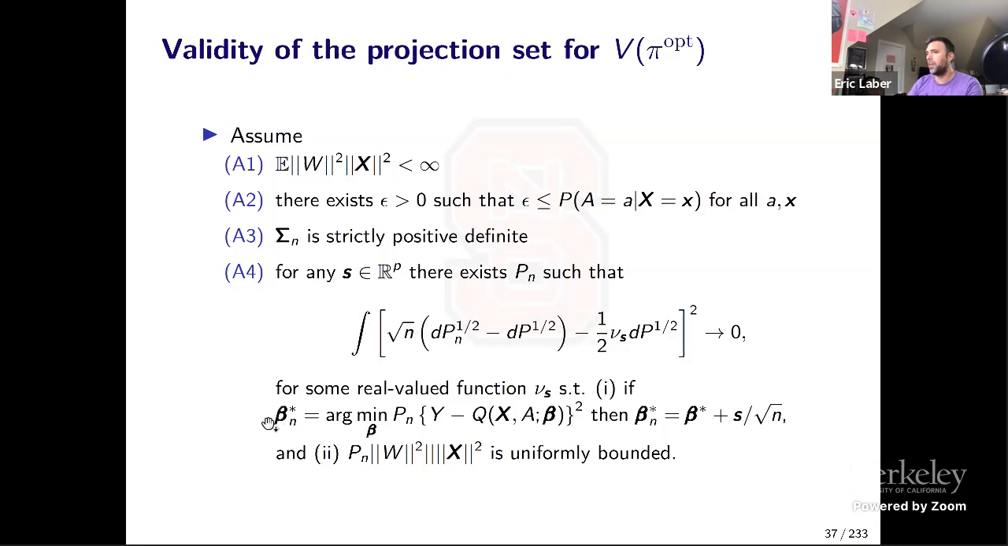Under this Pn, beta star n equals the argmin under Pn of y minus the Q function, so this is the least squares estimate. We'll assume that beta star n equals beta star plus s over root n. We'll also assume that these moments are finite, uniformly bounded for all n under Pn. So basically we're just assuming a generative model where the OLS estimator is a 1 over root n perturbation of beta.